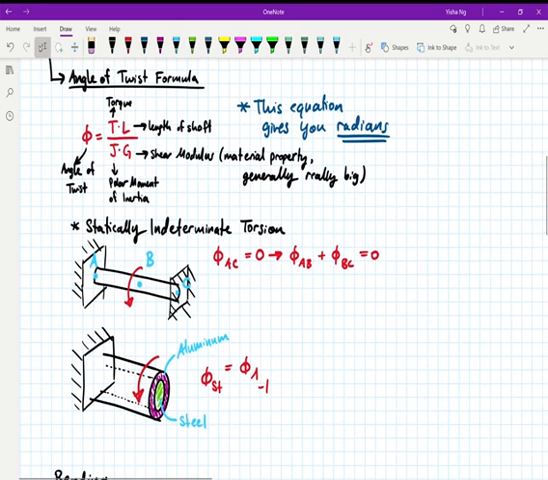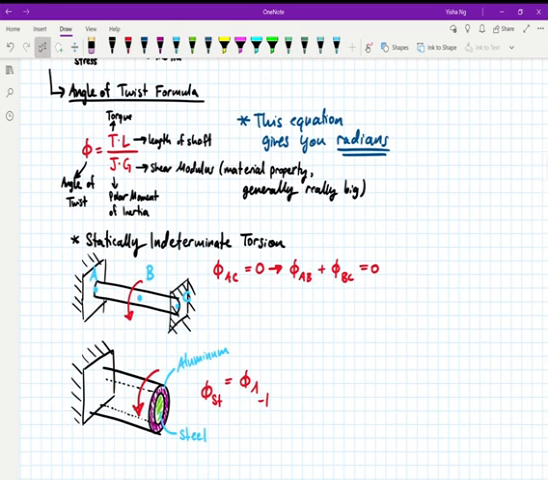Alright, and then very last thing on torsion is that just like we had statically indeterminate problems on the last test for like deflection and stuff, you can also have statically indeterminate torsion. And that usually comes in one of 2 forms.